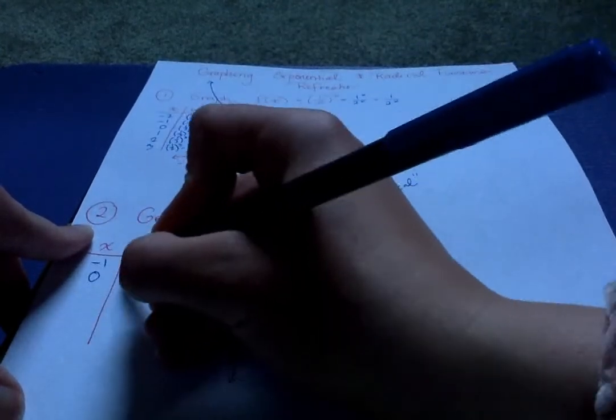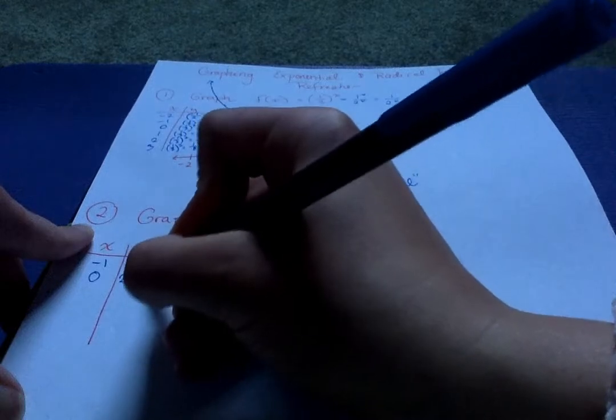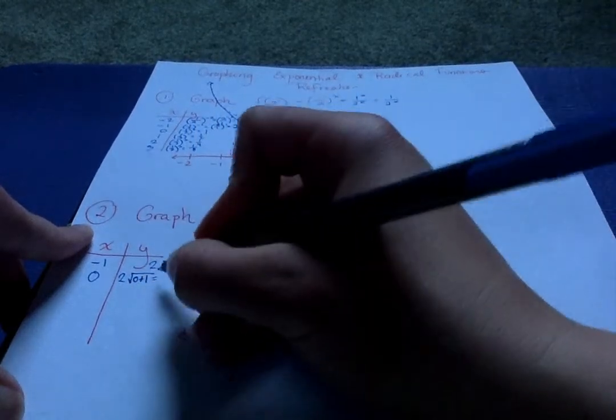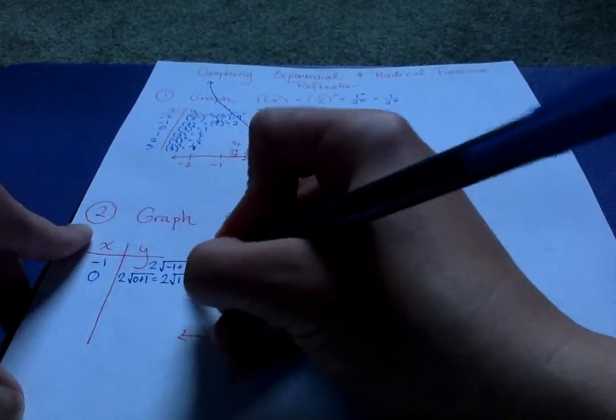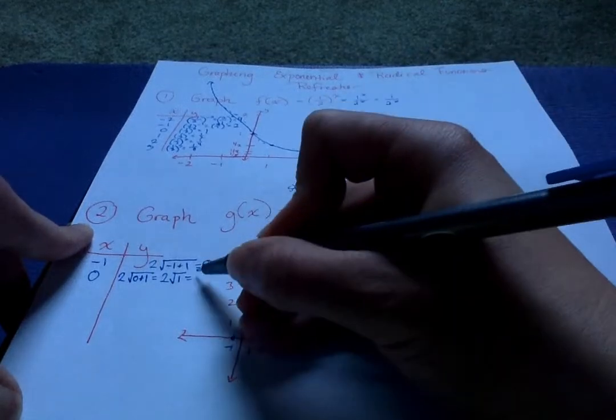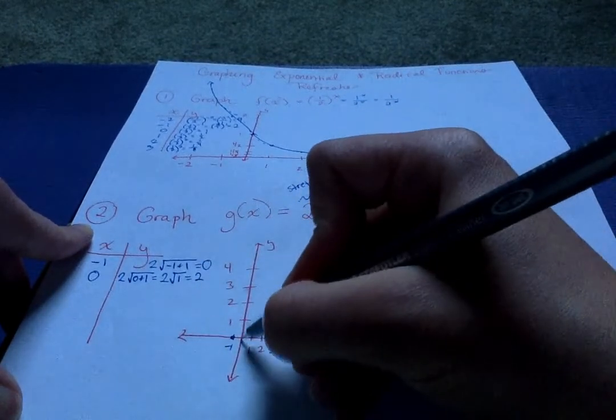Now I have 0. 2 times the square root of 0 plus 1. First I do 0 plus 1, which is 1. So it's 2 times the square root of 1. Well, the square root of 1 is 1, so 2 times 1 is 2. I have the point 0, 2.